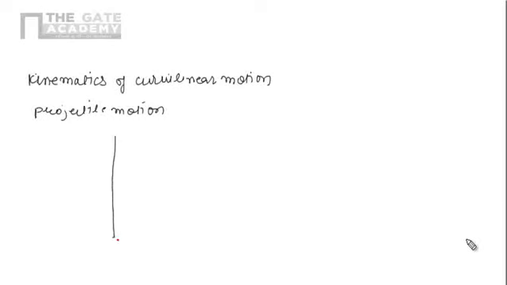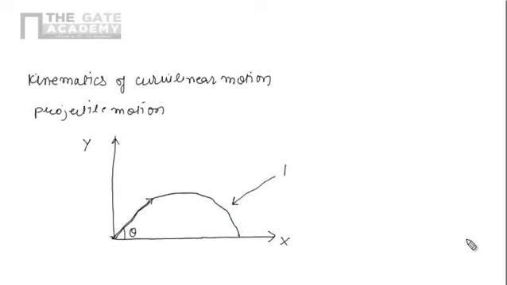So I am drawing the graph showing motion along y direction, motion along x direction. Suppose I am projecting something which is making an angle theta with the horizontal, and the motion, if I am describing it by this parabola, this motion is called projectile motion. In projectile motion there are some terminologies. I am just defining the terminology here.